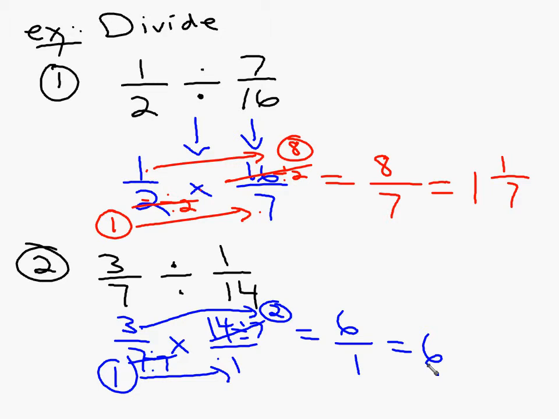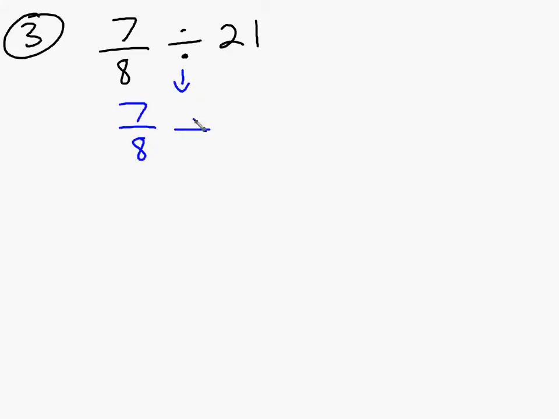Okay? Now, like I said, it's very similar to what we've been doing, but there are a couple situations we need to talk about, like this one. 7/8 divided by 21. What if I'm dividing by a whole number? I told you that we multiply by the reciprocal of the second number. Well, let's do this slowly. This is the same thing as 7/8 divided by 21 over 1, isn't it? So what is the reciprocal of 21 over 1?